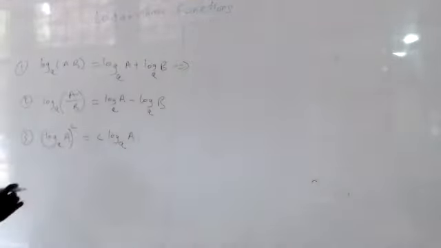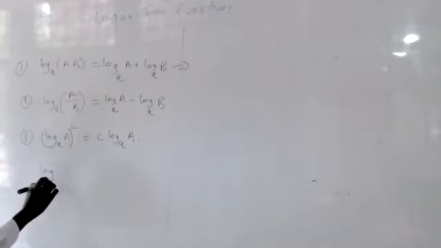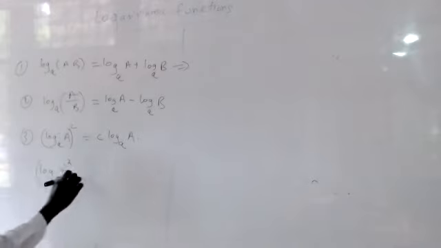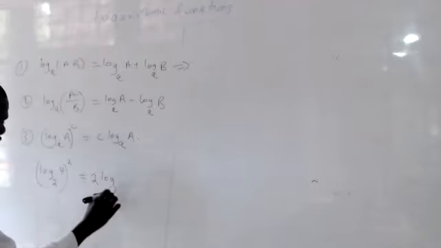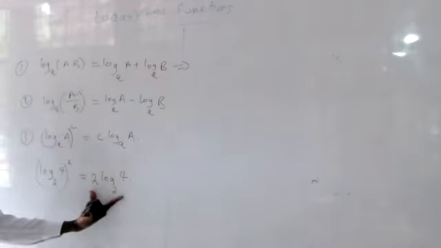So an example of this would be the logarithm to the base 2 of 4 squared. We are saying this should be the same as 2 times the logarithm to the base 2 of 4. This is what the law tells you. Let us see if it is the same. So let us evaluate what we have on the left-hand side and evaluate what we have on the right-hand side and see if it gives us the same output.